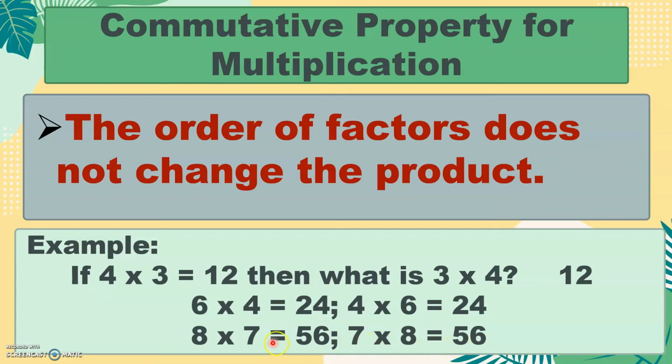Another example, 6 times 4 is equal to 24 and 4 times 6 is still 24. Another one, 8 times 7 is equal to 56 and 7 times 8 is equal to 56. And this is what we call commutative property for multiplication. Again, the order of the factors does not change the product. So if you just change the position of the factors, it's okay because it does not change the product. And that is commutative property for multiplication.